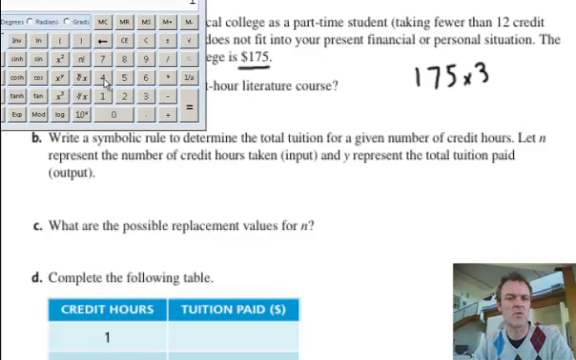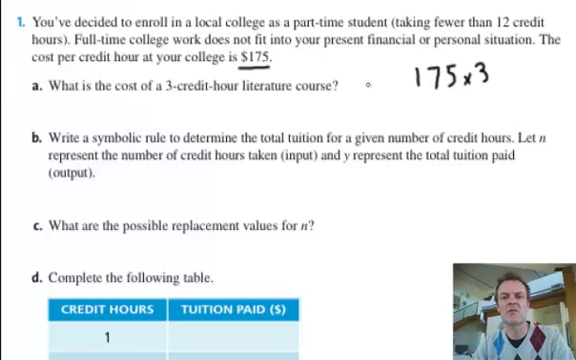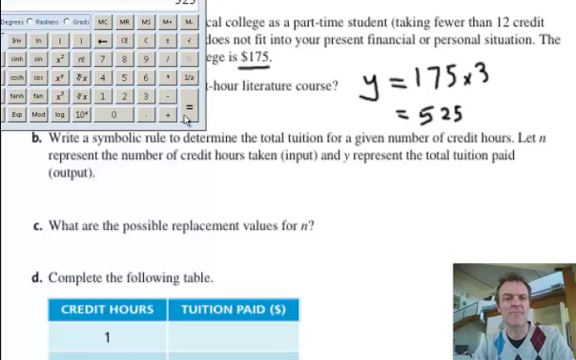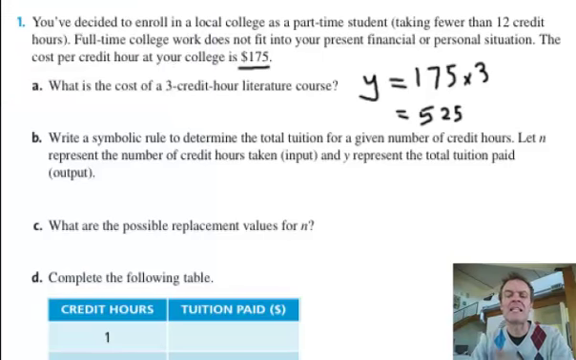I've got my calculator here. What's 175 times 3 equals? So I'm going to write y equals, and the answer is $525 for a 3 credit hour class. Is that right? Let me check my calculator. Yes.